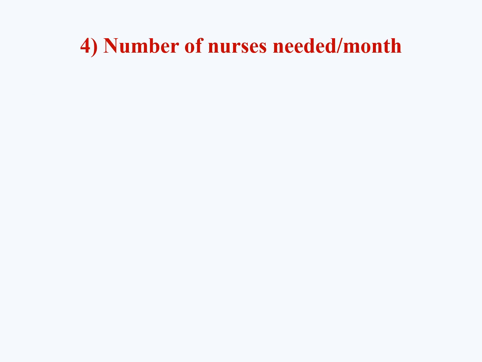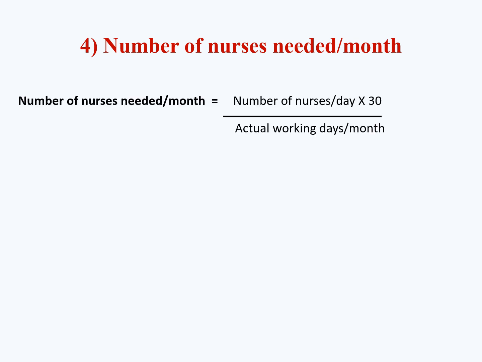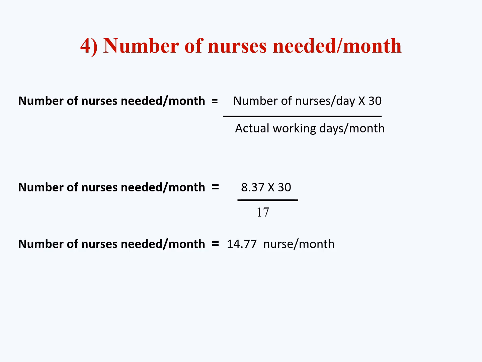Equation number 4: number of nurses needed per month equals number of nurses per day by 13 divided by actual working days per month, equals 8.37 by 13 divided by 17 equals 14.77 nurses per month. This is the only equation where we would take the round up of the number, and it would equal 15 nurses per month.